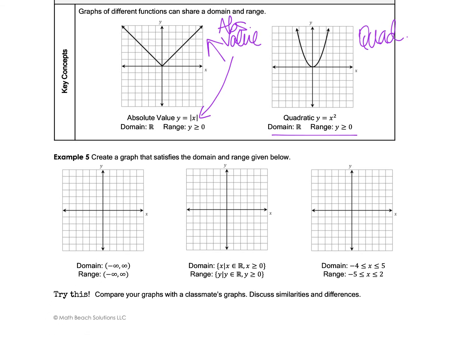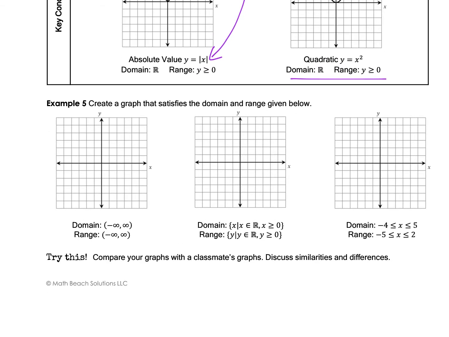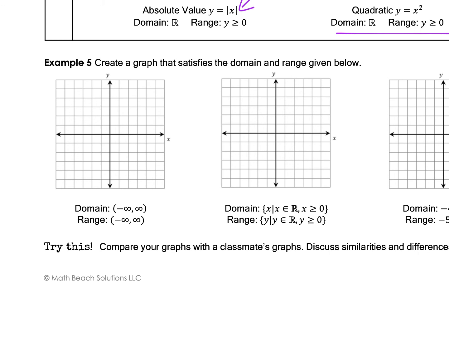So this next part, we're going to be creating graphs that satisfy the domain and range given below. So you might have to put a little bit of thought into it. So notice on this first one, the domain and range is both negative infinity to infinity, which means all real numbers. What that tells me is it's never going to stop. It's going continuously in all directions. So a good example would just be a linear equation. So arrows at both ends, it goes continuously to the left, right, up, and down. Now there's several different ways of putting a graph that's all real numbers for domain and range. So that's just one example.